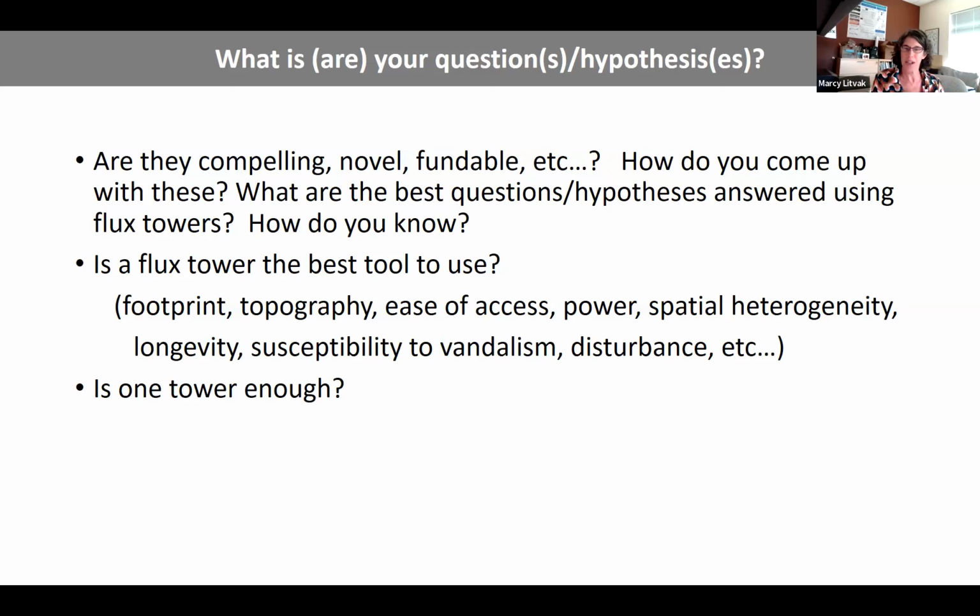Power, do you have sufficient power? Paul gave a really good example of that. Spatial heterogeneity of vegetation, of land cover. Again, Paul covered that. Super important to think about. Longevity, how long do you need this tower to function? Are you asking a short-term question, so you just basically need to be able to set it up on a temporary basis? Or is your goal to set this up and let it run for many, many years? There's kind of different criteria that you would use for that, right?